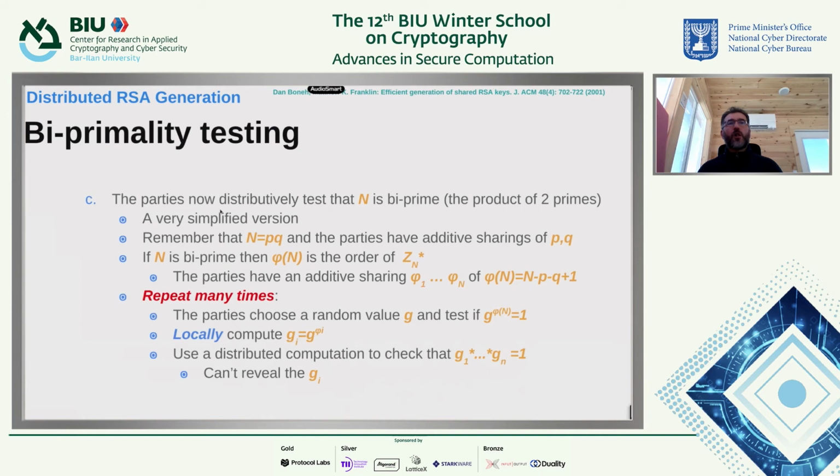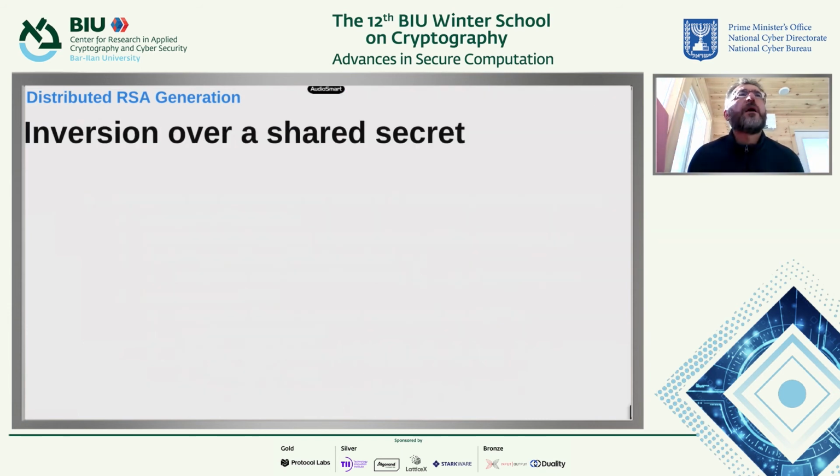So notice that the whole advantage of using this biprimality test is that the exponentiation is pulled out of the distributed computation and is done locally by each player. Okay? There's also an additional GCD test that is required, which basically checks that N and phi of N are relatively prime. And then once you've done all of this, you have this probabilistic guarantee that N is the product of two primes.